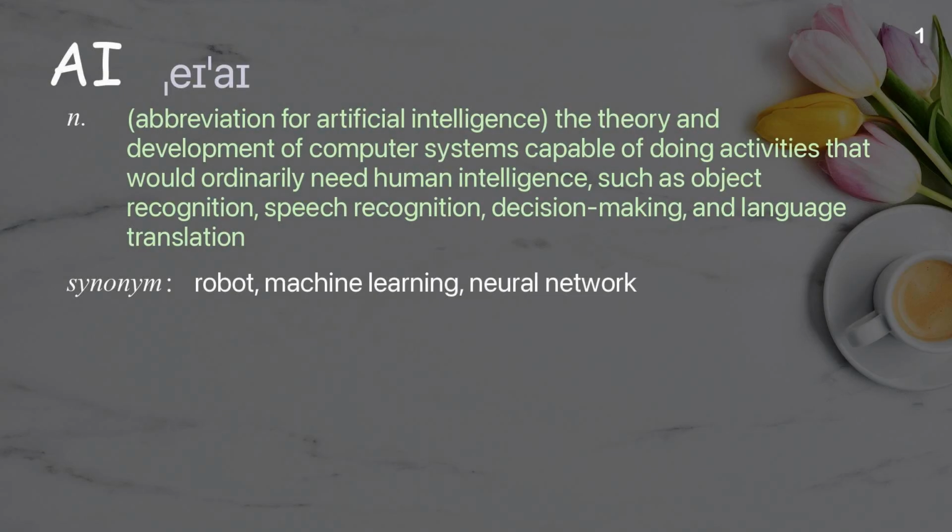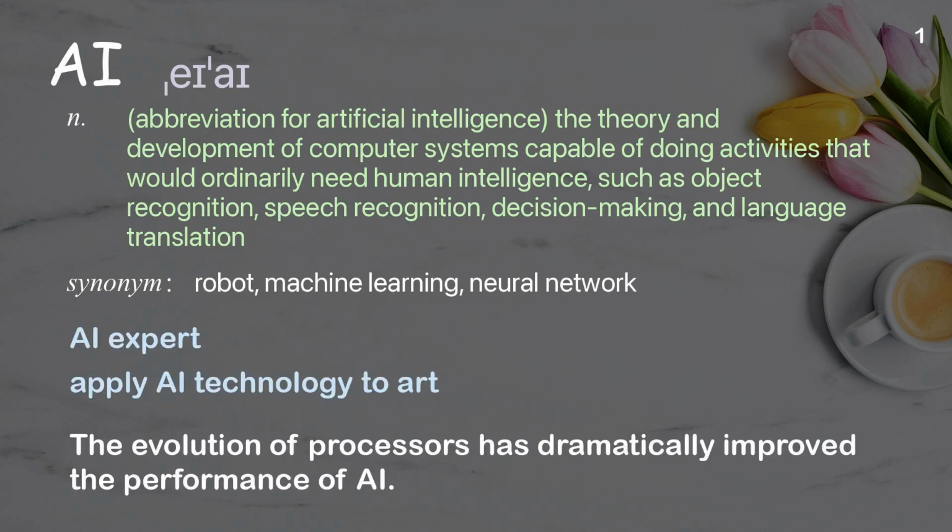AI. Abbreviation for artificial intelligence, the theory and development of computer systems capable of doing activities that would ordinarily need human intelligence, such as object recognition, speech recognition, decision-making, and language translation. Examples: AI expert. Apply AI technology to art. The evolution of processors has dramatically improved the performance of AI.